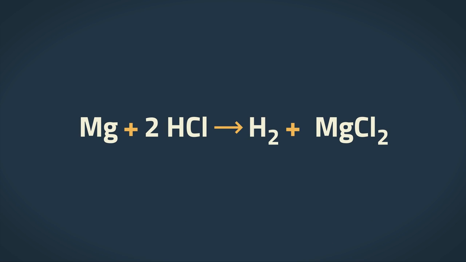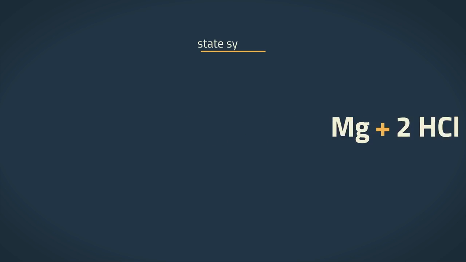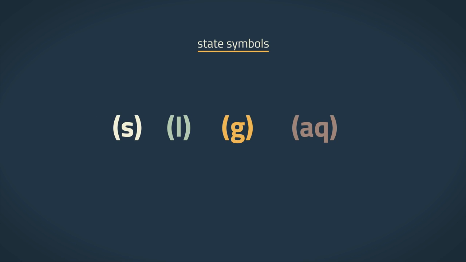Now, we are not quite done with this chemical equation. For this equation to be complete, we must also include the state symbol for each reactant and product. There are 4 possible states, each with their own unique state symbol.